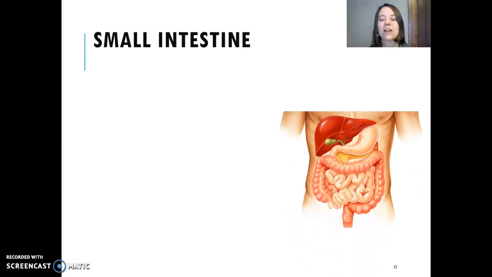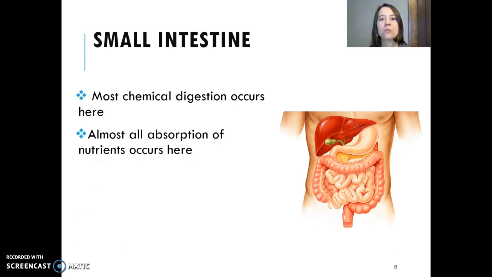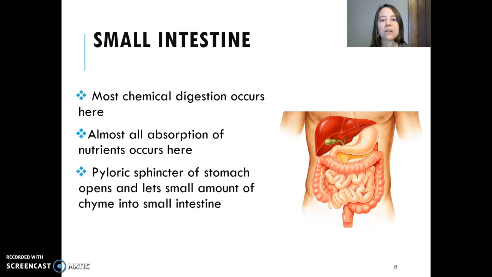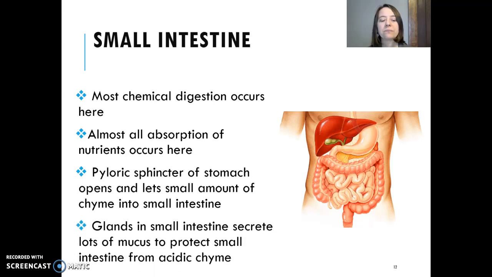Okay, so we are now at the small intestine. This is where a lot of the magic happens. It is where almost all of the chemical digestion occurs, and almost all absorption of nutrients occurs in the small intestine. So the pyloric sphincter of the stomach will open and let a small amount of chyme, which we know is the name for food now, into the small intestine at a time. Glands in the small intestine secrete a lot of mucus to protect the small intestine from acidic chyme.